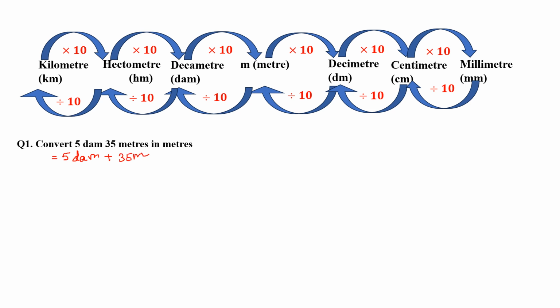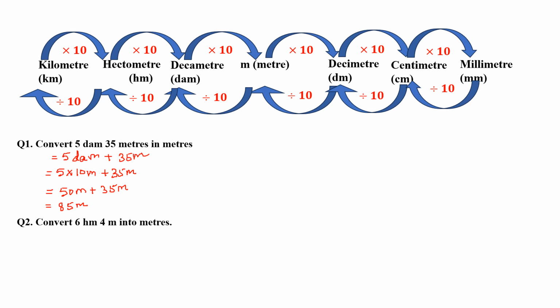Now if you see the metric chart, where is decameter? Decameter is here. You have to convert it to meter. So to convert decameter to meter, you have to multiply by 10. So 5 decameter means 5 into 10 meter plus 35 meter. And 5 into 10 will give you 50 meter. 50 plus 35 meter, you are going to get 85 meter. So this is the answer for the first one.